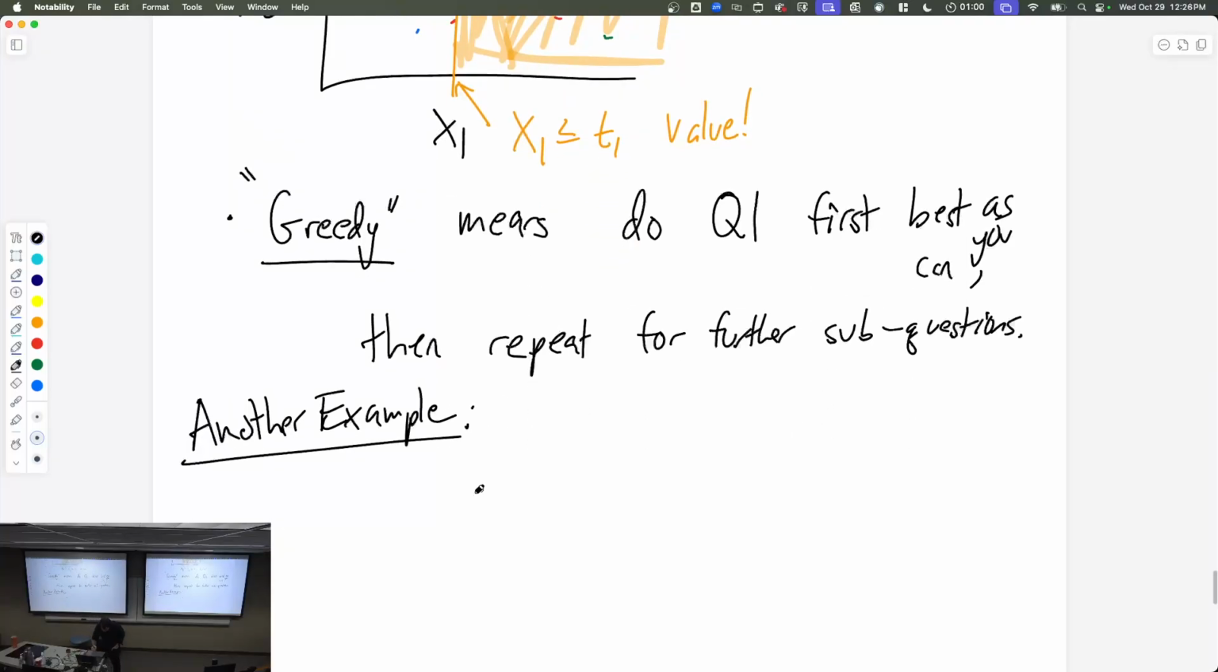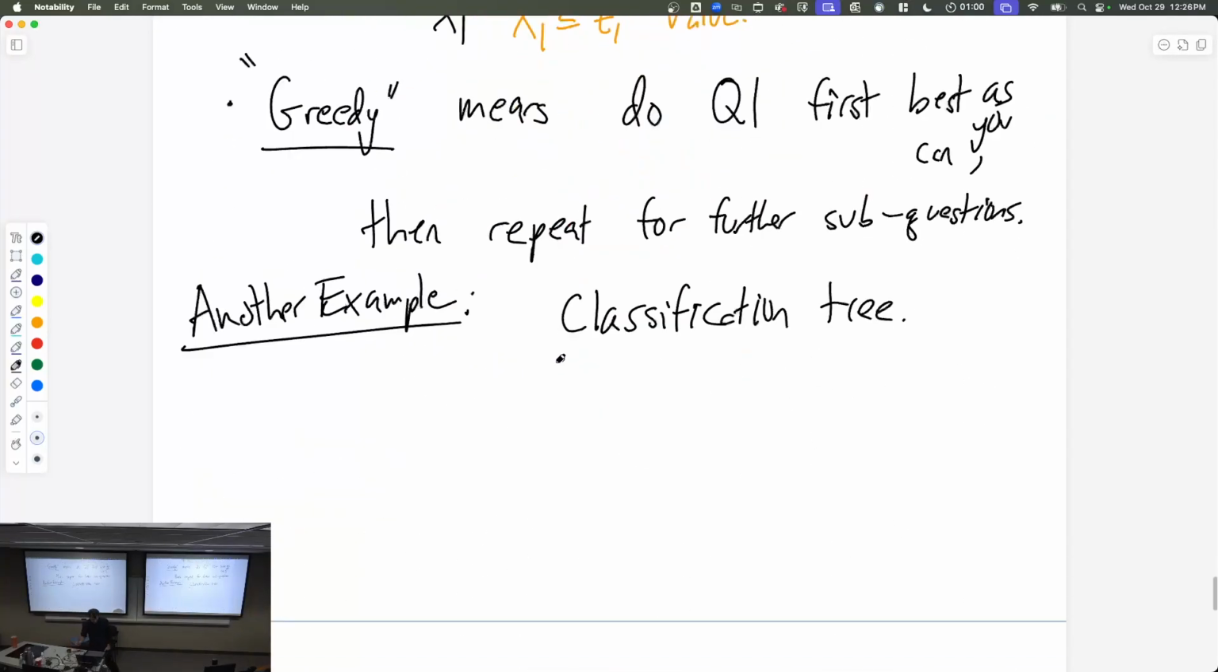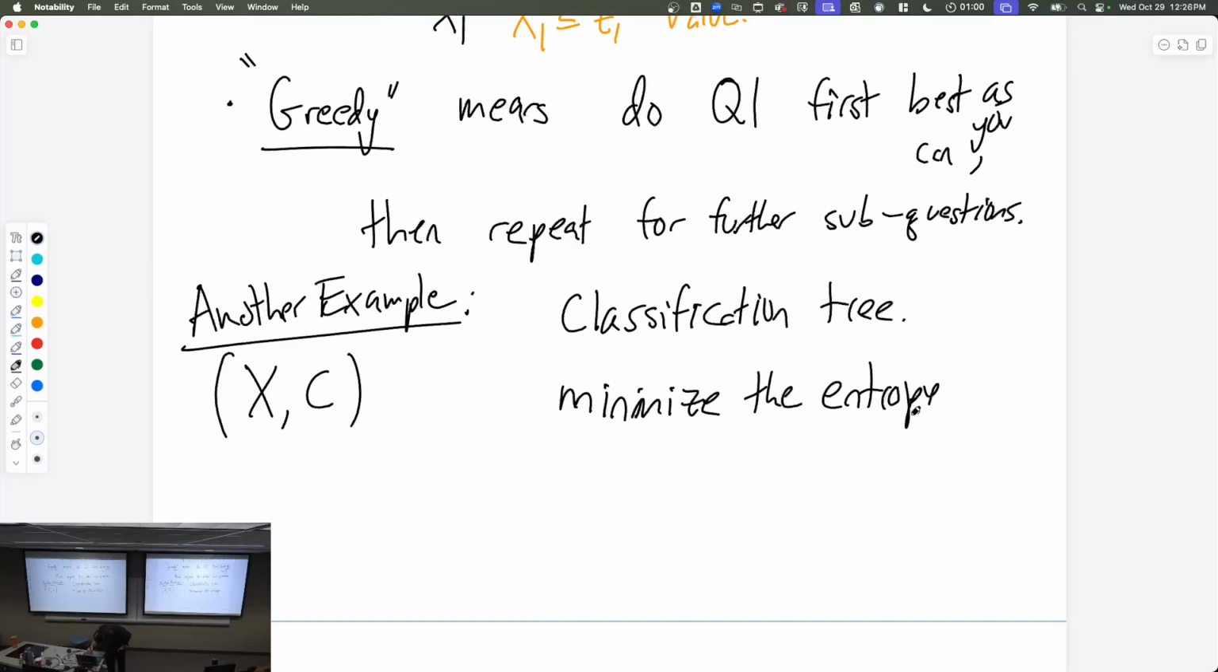What if it's a classification tree? In a classification tree, there are no Y values, there are different categories. So there's X, and C for which class they are in. And instead of doing the RMSE, I could minimize the entropy. Minimize the entropy, that is one possibility.